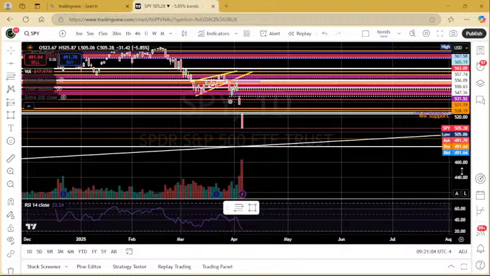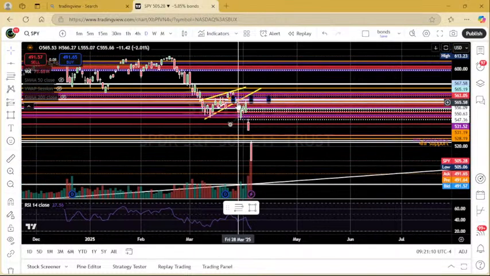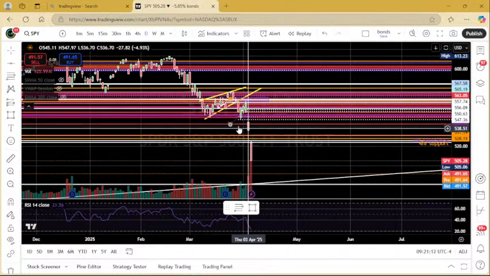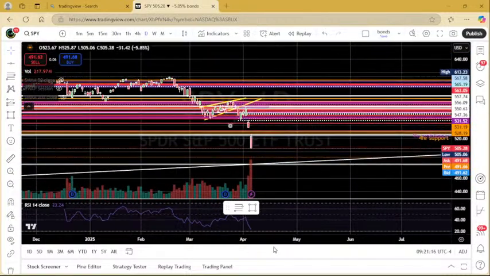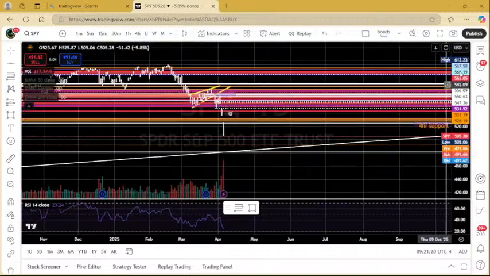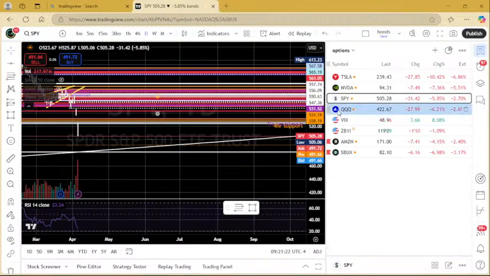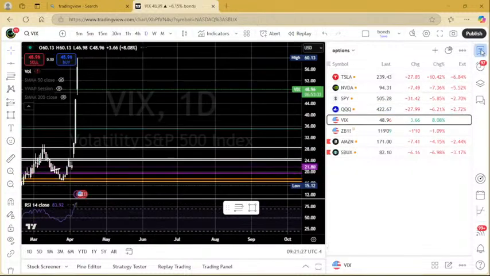Oh my gosh, SPY, rising wedge, broke out, boom, boom, boom, boom. I made money on this one. I didn't get this drop. I wish I did. Oh my gosh. QQQ looking crazy. This is what I really should have been in.